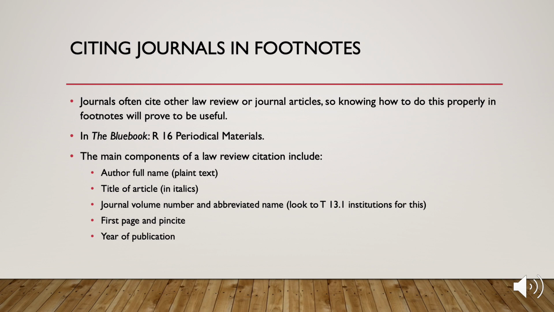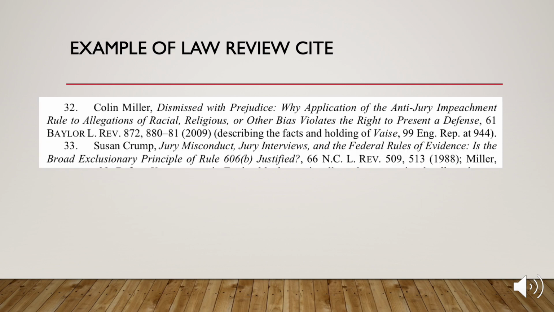The main components of a law review citation include the author's full name in plain text, the title of the article in italics, the journal volume number and abbreviated name. Look to Table 13.1 Institutions for this. Then the first page and pin site, and finally the year of publication. Look to the next slide to see an example. Notice the order of the components that we laid out in the previous slide within this example.